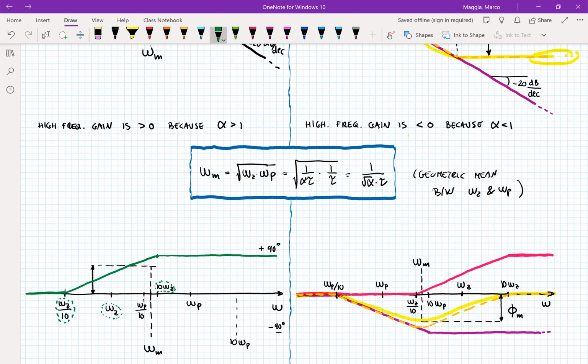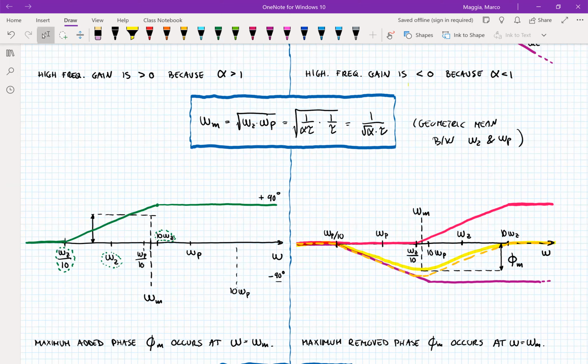Now let's do the same for the phase associated with the real pole. So it's going to be 0 all the way to 1 decade before the cutoff frequency, and then it will settle at minus 90 after 1 decade with respect to omega p. So between those, we have the constant slope line over here.